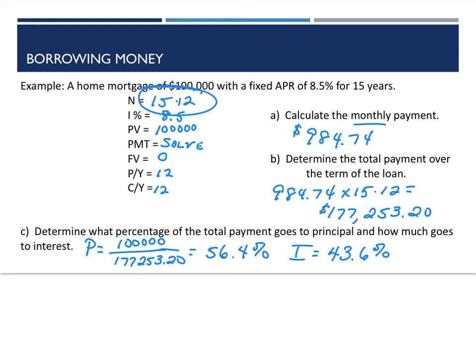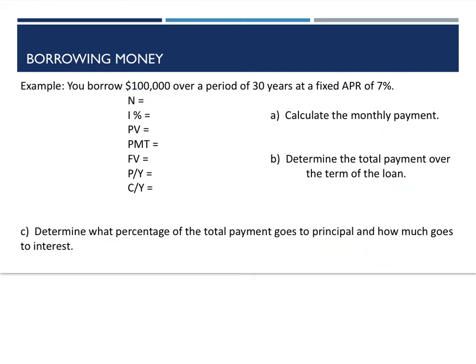The next 2 problems are essentially the same exact thing, so try those and then start this recording back to check your answers. If we do $100,000 for 30 years at 7%, monthly payment, 12 months, all 3 places, till we pay the house off. Our payment in this case is $665.30.